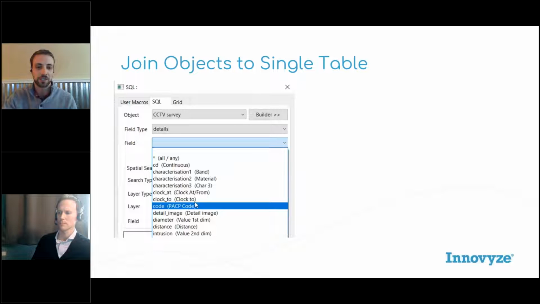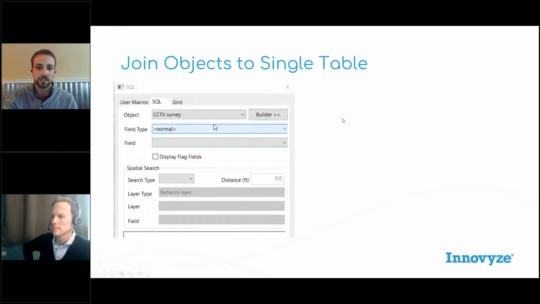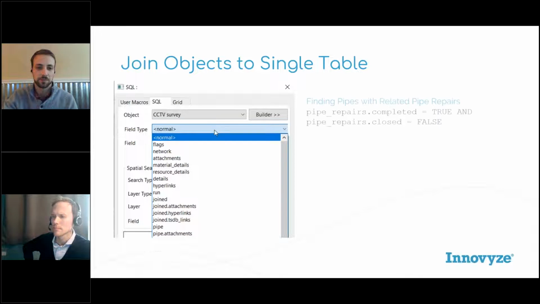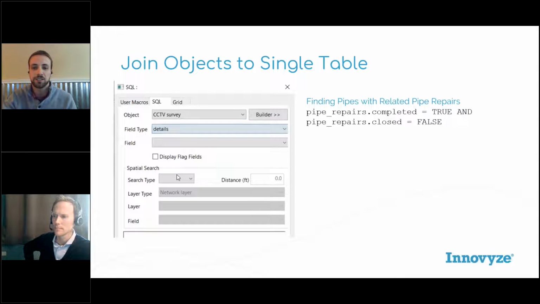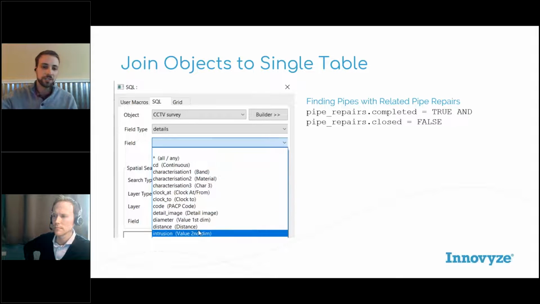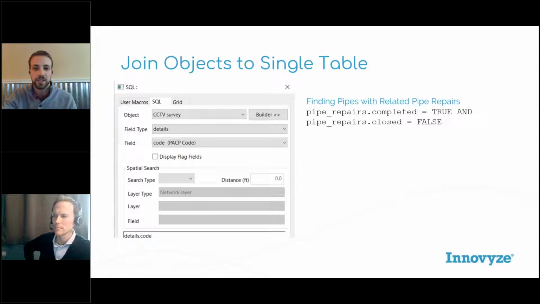So in this case, we're looking at a CCTV survey, the details from the CCTV survey, and then looking at, in particular, that PACP defect code there. All right, so there it goes, playing again. All right, so examples of this we can show in InfoAsset Manager.